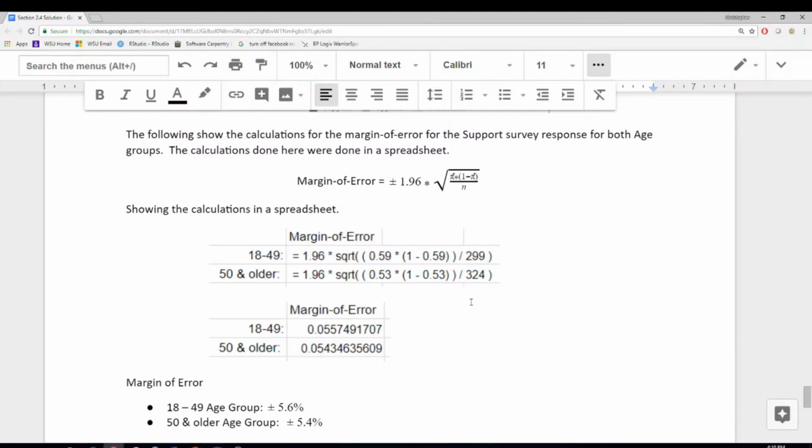In fact, there's actually apps out there that you could probably use that will compute this quantity automatically for you. The calculations aren't that bad. So here I'm just typing equal in a cell, equal 1.96 times the square root. I'm using the 59% as a decimal there. Got to enter that in as a decimal, 0.59 times 1 minus 0.59 divided by the number of people in that group, which was 299.